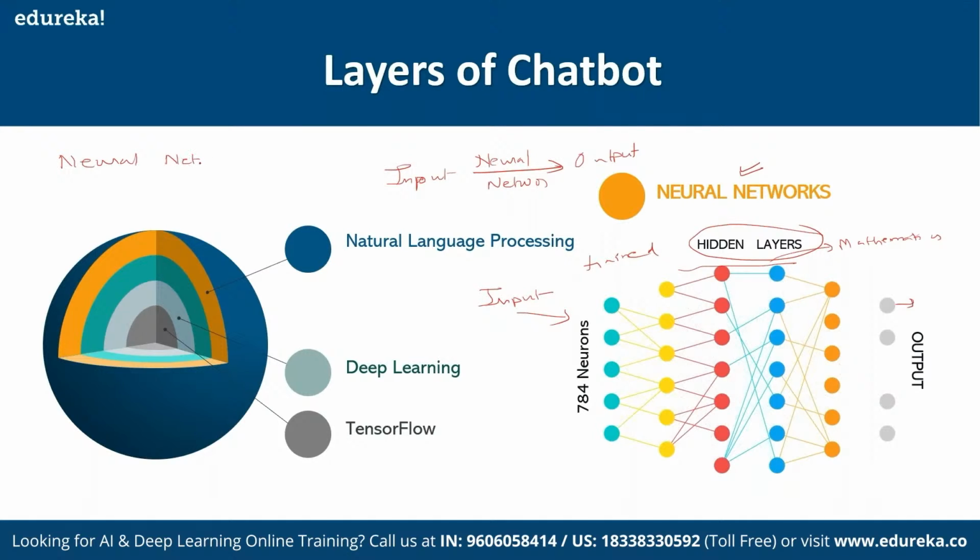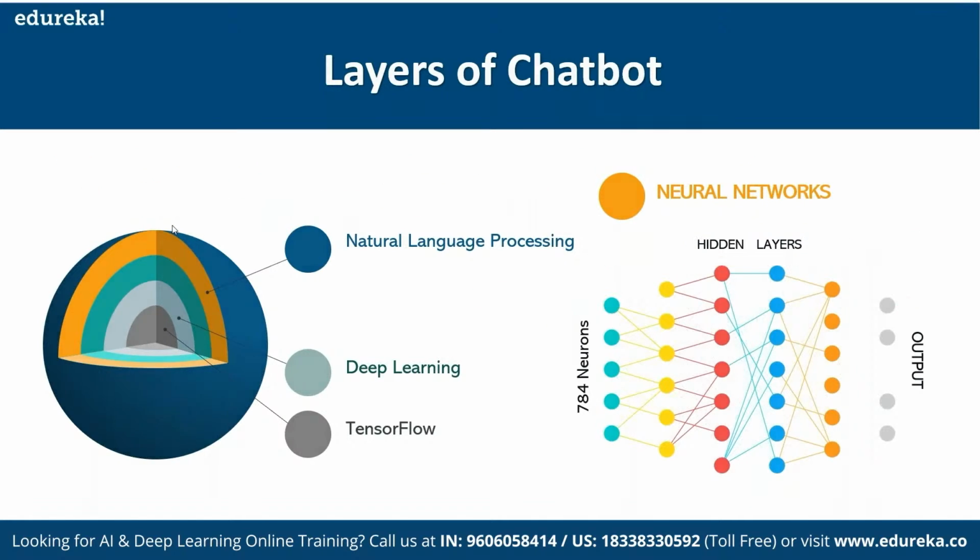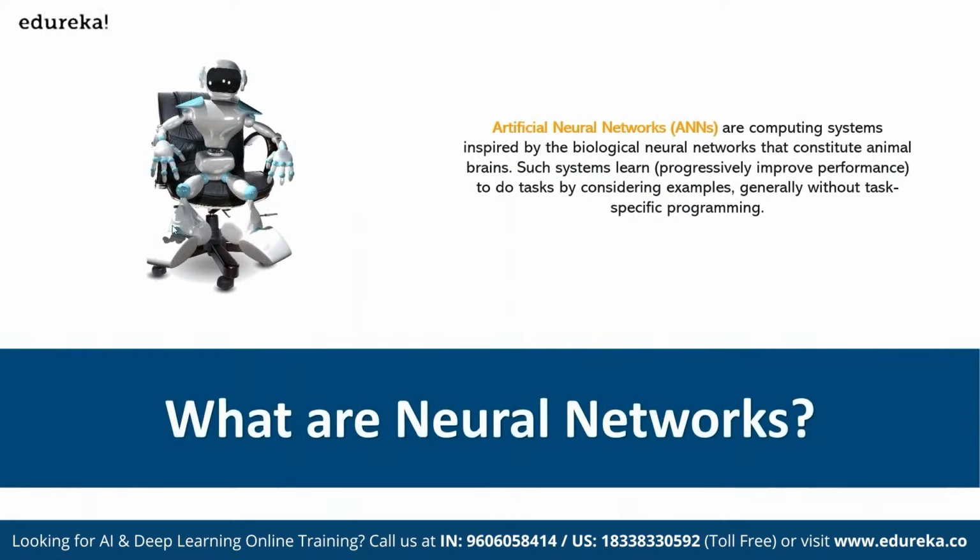Neural network is the algorithm on which a machine is trained. Now, what are neural networks? As I said, they are computing systems inspired by biological neural networks.